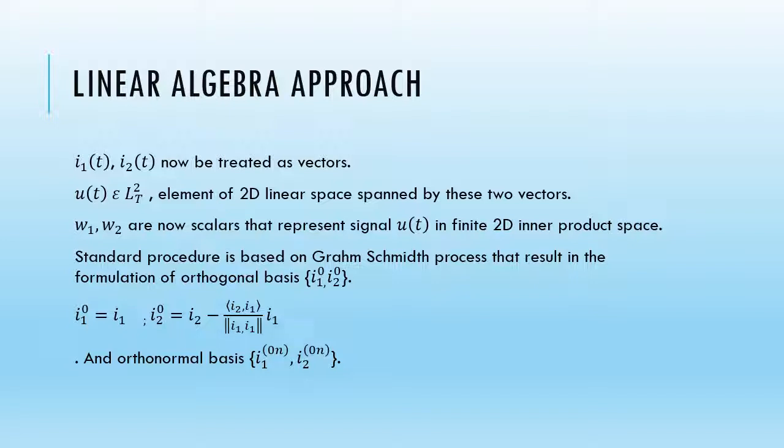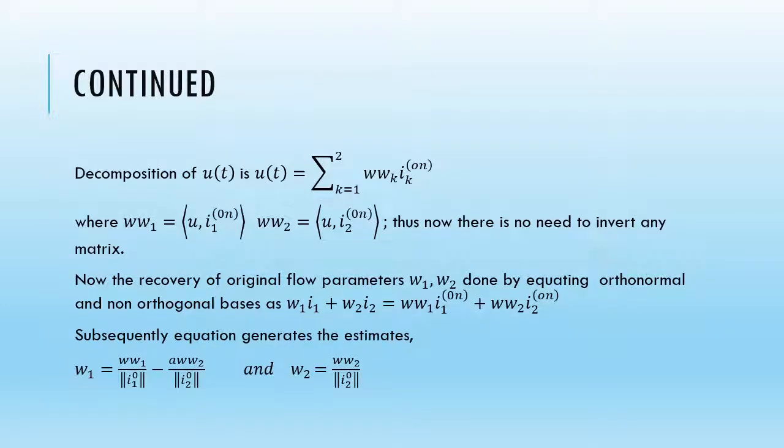I1(t) and I2(t) can now be treated as vectors, and u(t) will be an element of the two-dimensional linear space spanned by these two vectors. W1 and W2 are now scalars that represent signal u(t) in finite two-dimensional inner product space. The standard procedure is based on the Gram-Schmidt process that results in the formulation of orthogonal bases and orthonormal bases. We decompose our acquired signal as shown in the equation and can recover the original flow parameters W1 and W2 by just equating the orthonormal and non-orthogonal bases as depicted in this slide.